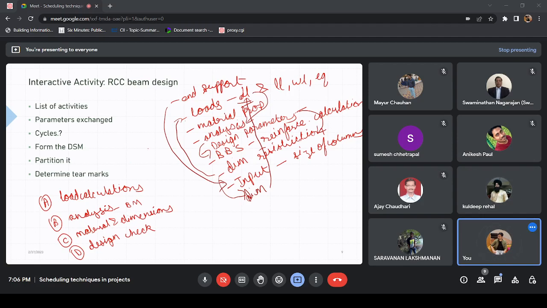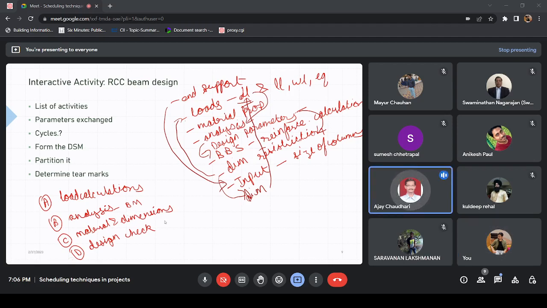Support we can take in design check also, material dimensions also, load calculations, material properties we have got. These four look fine to me. So you have to perform four broad activities here. You have to calculate the loads, analyze it, then determine the material to be used, material properties and dimensions of the beam, and check if the design is okay or not, right? Are you satisfied with these four broad categories?